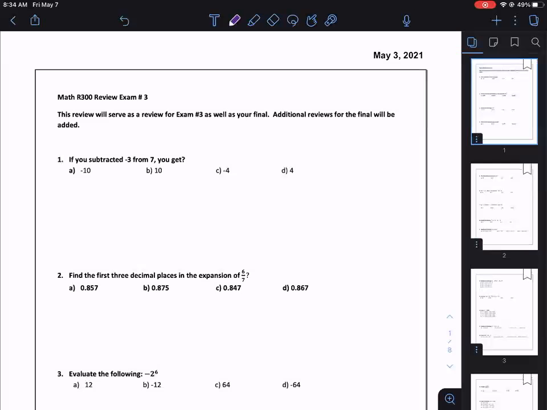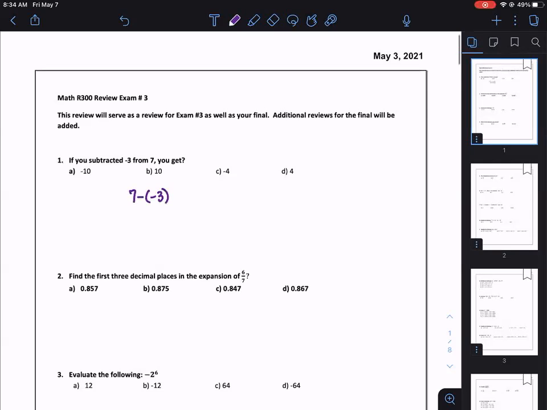So this will serve as your review for your exam. Please make sure to go through any of your notes and any homework assignments. So starting with number 1, when we subtract a number from another number, we're going to switch the order, and we would get positive 10, choice B.